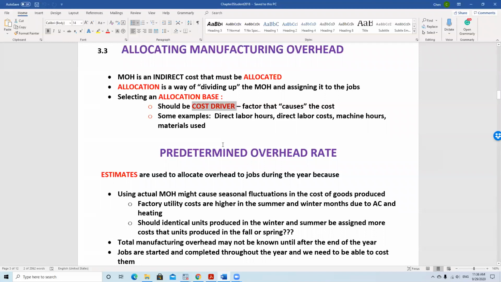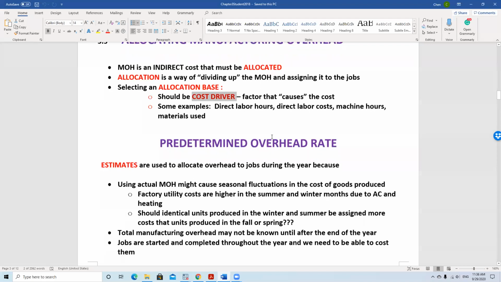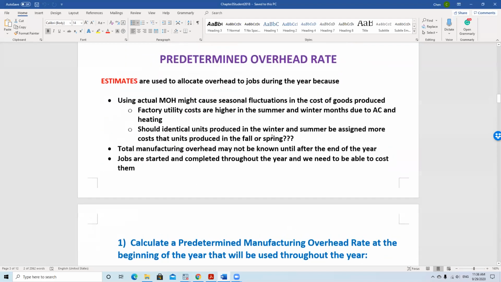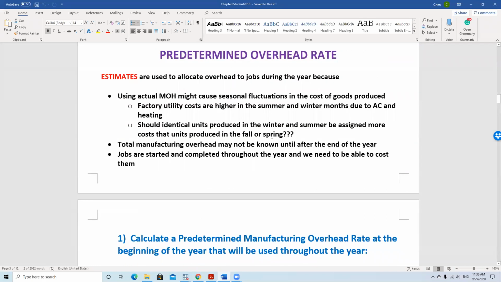So usually in our class, you are not responsible for determining the allocation base, and in your problems, you will only need to understand how to allocate manufacturing overhead using the information that is given to you, and usually the allocation base will be given to you. How do we allocate overhead? We need to have a predetermined overhead rate, and you will be responsible for this. You will be learning how to do this.